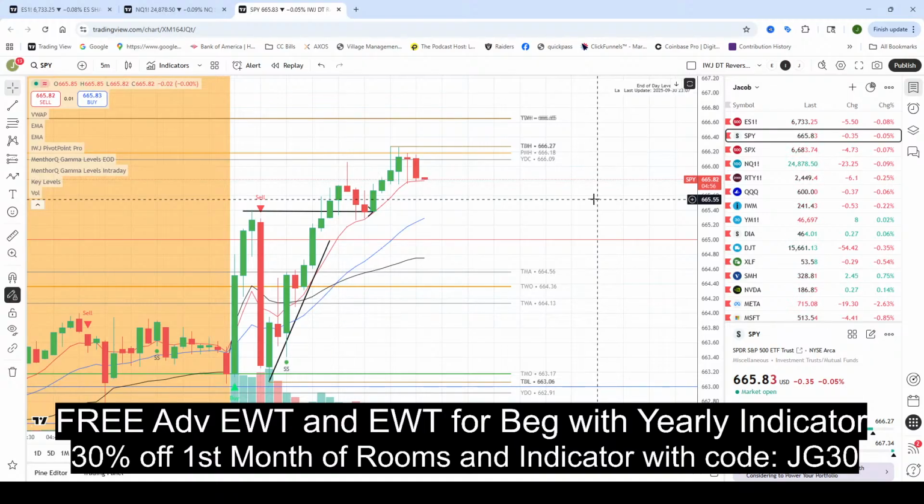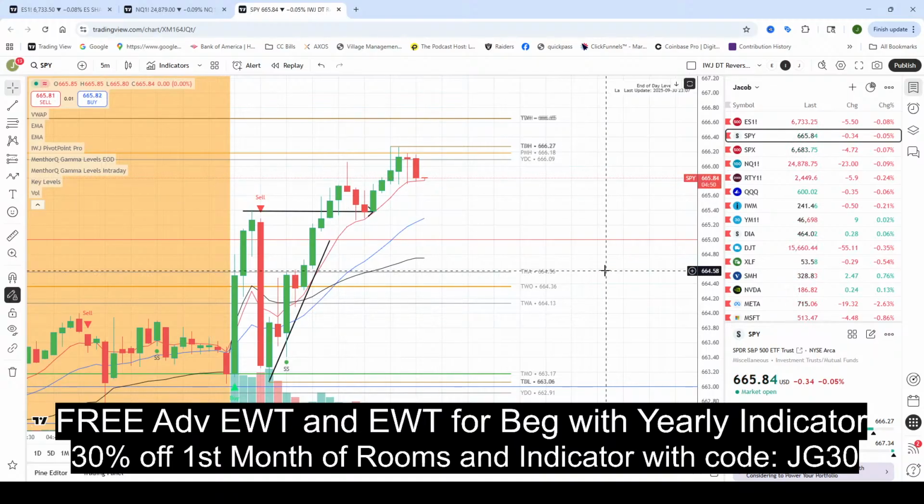I don't know why ES is being so stubborn here. Something I'm not seeing. That's a better close. So they closed right on top of the 8. Now they got to get through. Got to see some follow through here.